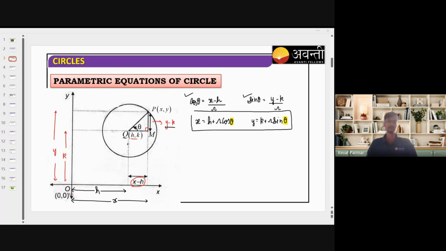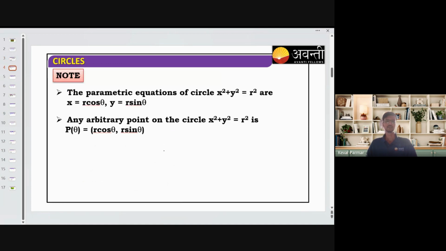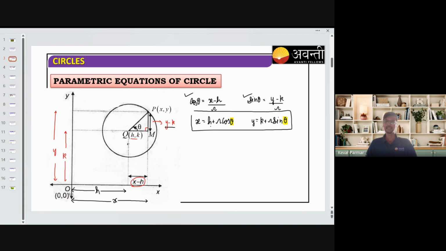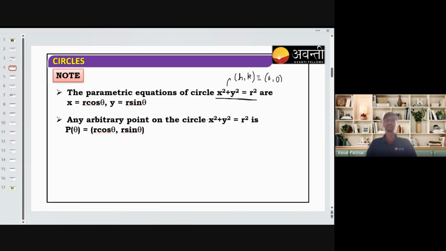Okay, super. Chalo, so let's see some notes. If the circle is x square plus y square equals r square, remember, what was h and k? H and k was the center. So here, h comma k will be the center, which is the origin. That means the value of h is 0, the value of k is 0. So if we put h and k equal to 0, then we get x equals r cos theta, y equals r sin theta.